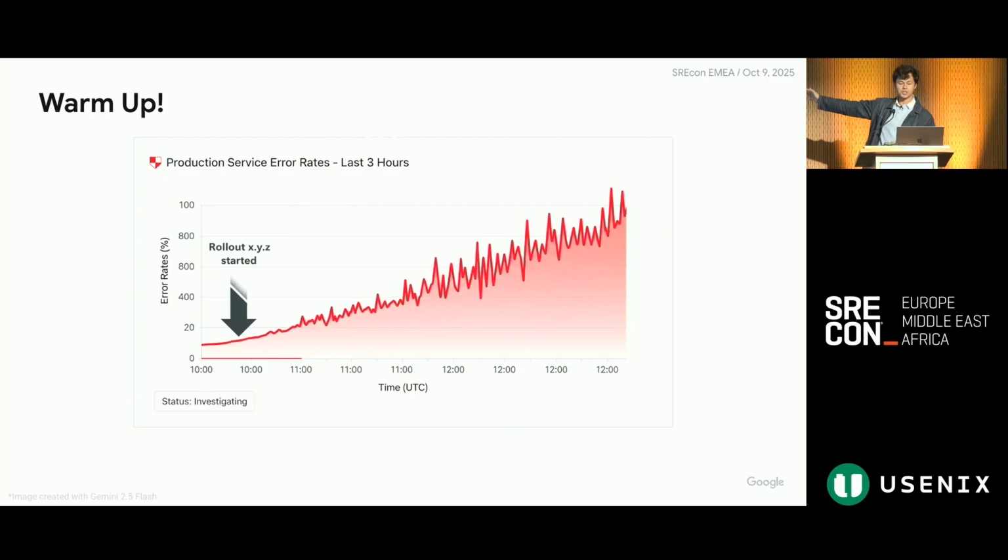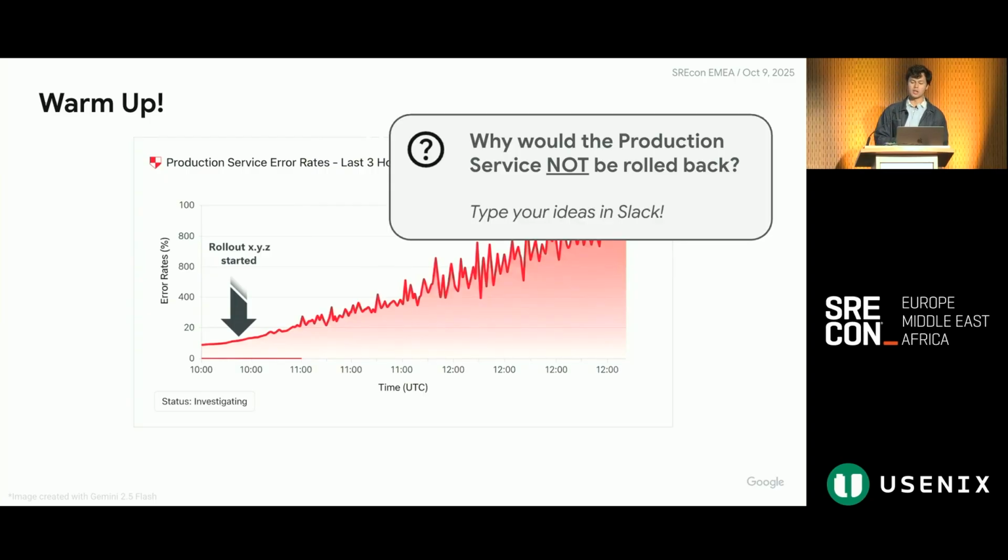So your production service starts returning errors, and then you kick off the incident response. And there exists some correlation between a rollout that just started and an increase in server errors. Now, your on-caller does not roll back the service to a previous version. Okay, that's the key thing. And as a result, your customers experience a prolonged incident. Now, this is your time to answer the question. Why would the production service not be rolled back?